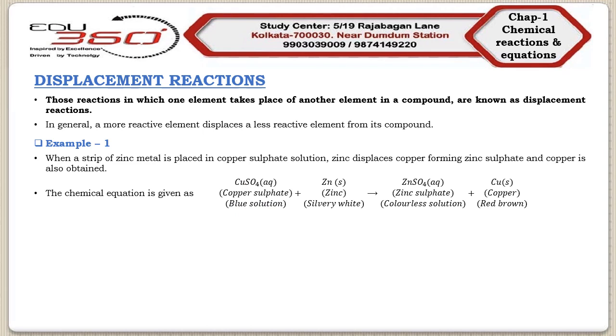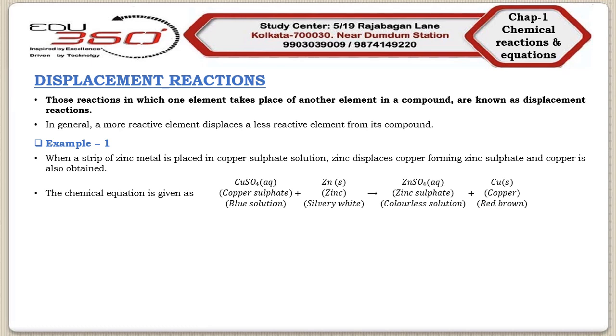Zinc is a solid metal. So it is written as Zn within bracket s and it is silvery white in color. So we have written the color silvery white. ZnSO4 is again a solution. It is known as zinc sulfate solution and it is a colorless solution. So we have written ZnSO4 within bracket aq. And finally copper. Copper is a solid metal and it is red brown in color. So we have written Cu within bracket s.